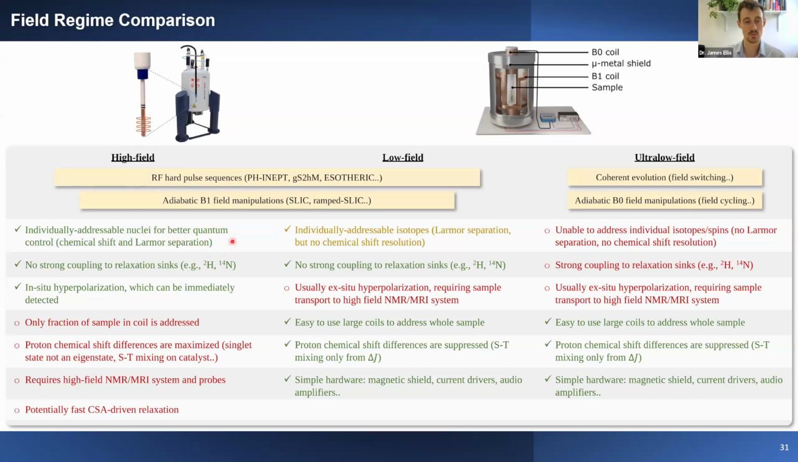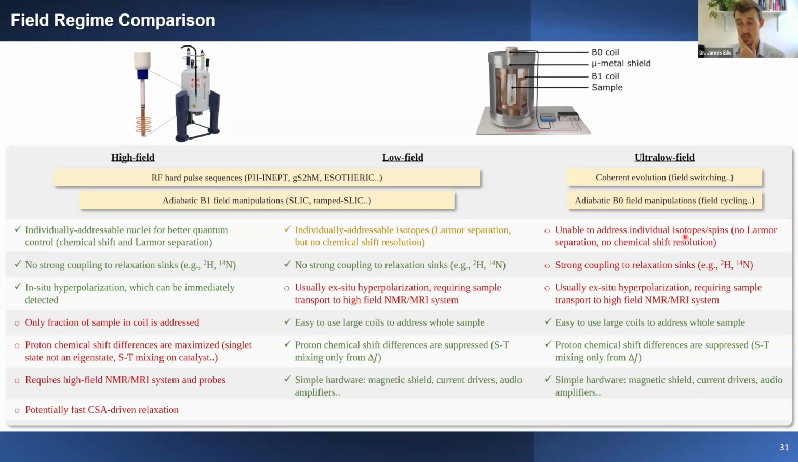In the high field regime, one key advantage is that because your spins have large Larmor frequency differences and chemical shift differences, you can individually address the spins. You can pulse at particular chemical shifts and address spins individually. You can do this at low field for different isotopes, so you can address protons, carbon, or nitrogen-15 separately. But of course, you've suppressed chemical shift differences here.